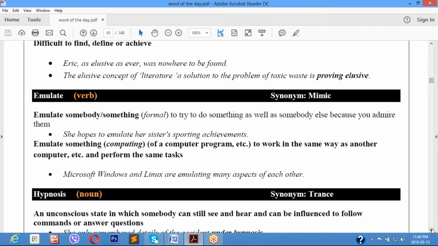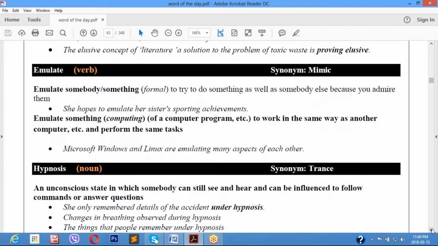माइक्रोसॉफ्ट विंडो और लिनक्स are emulating many aspects of each other. दोनों ने एक दूसरे की काफी चीजें कॉपी की हैं.